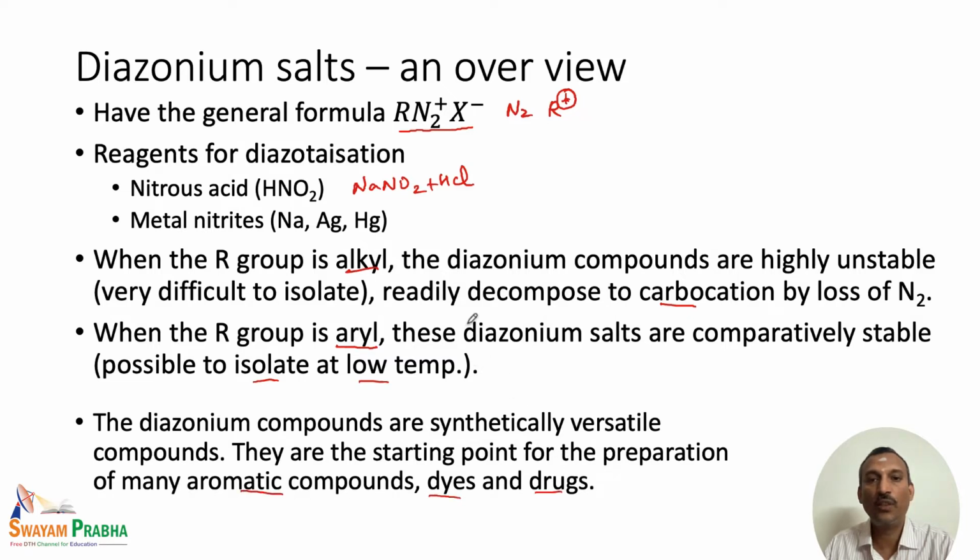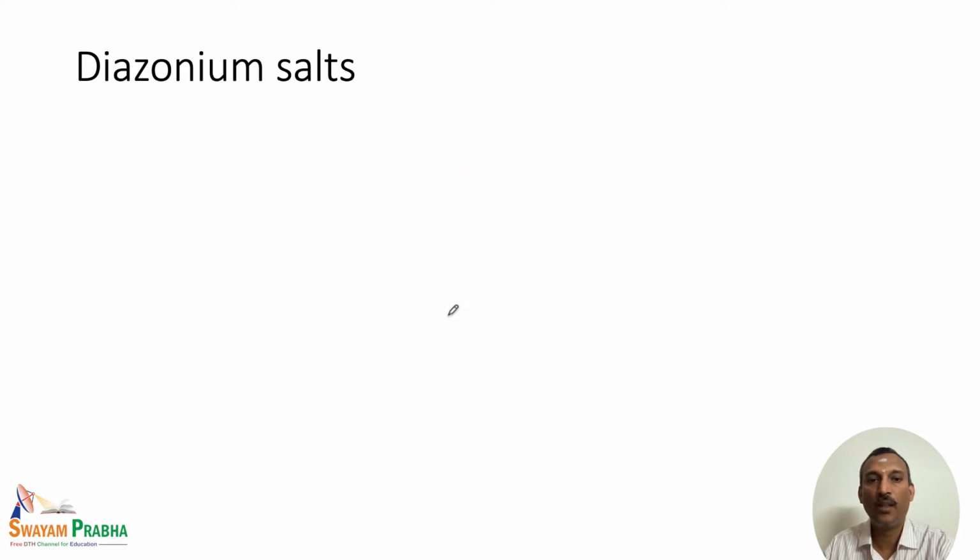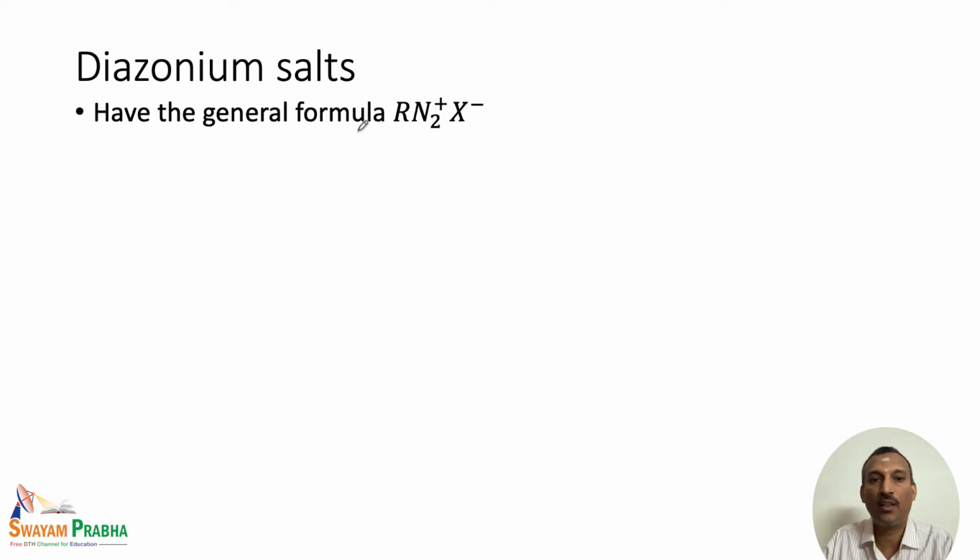In this session we will be looking at what are the various reactions of diazonium salts and how they are actually used in various synthetic preparations. So, let us look at diazonium salts structure and other things. As we mentioned, they have a general formula RN2+ X-.